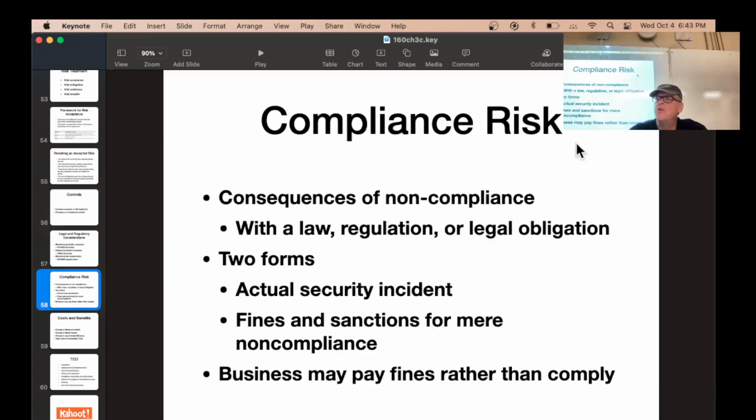And so there's also compliance risk. Even if you don't get hacked, so there's no actual loss, failing to comply with the law will have consequences. You might have to pay fines or have sanctions. Sometimes a business will choose to not comply and to just pay the fine because they figure the fine isn't that big and it would be too expensive to implement the control. This is when companies get a really bad attitude and say the government is just harassing us over nonsense.